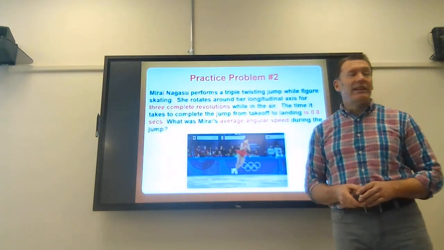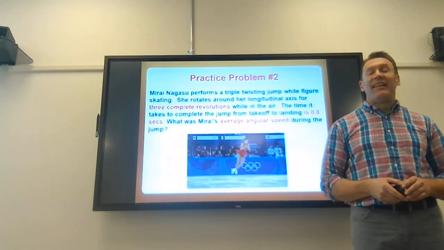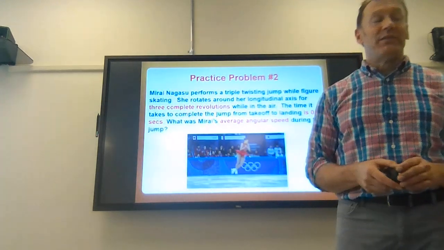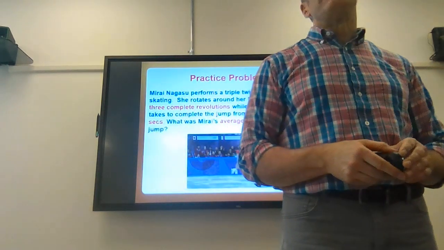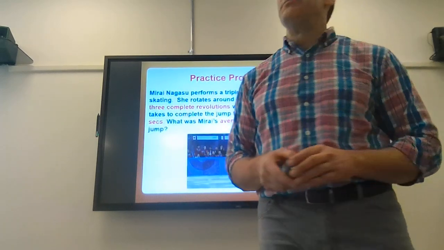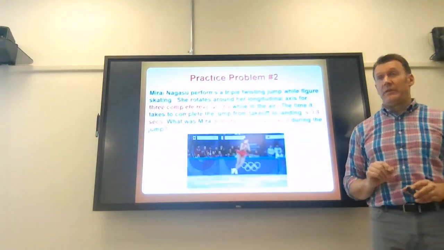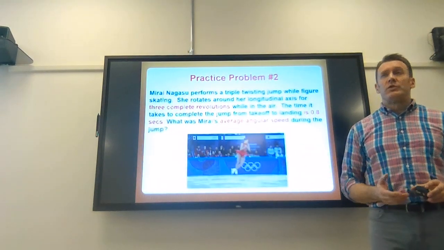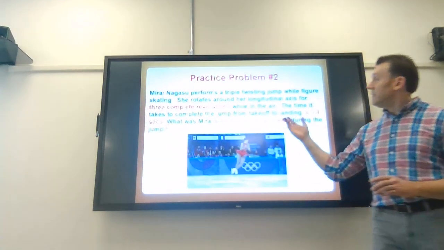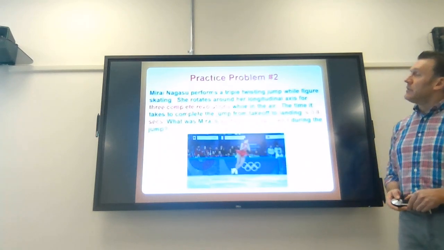So whatever 1080 is divided by 0.8, what'd you get? 1350. Yeah, 1350 degrees per second. So does everyone see why we use angular speed? Okay, so it's just total angular distance divided by the time to get the average speed at any given time during that time interval.